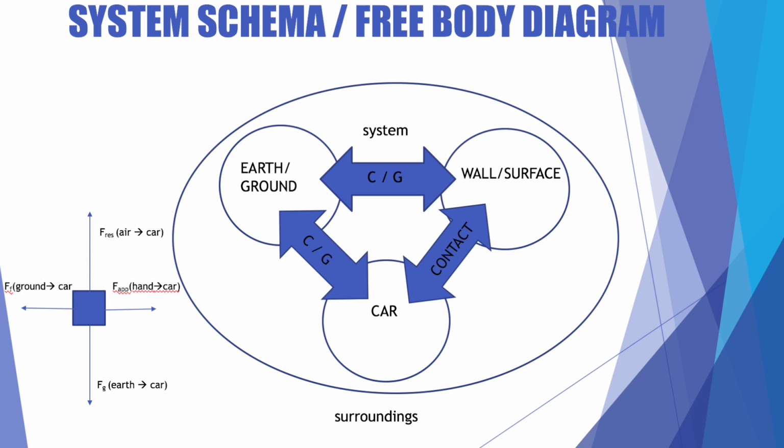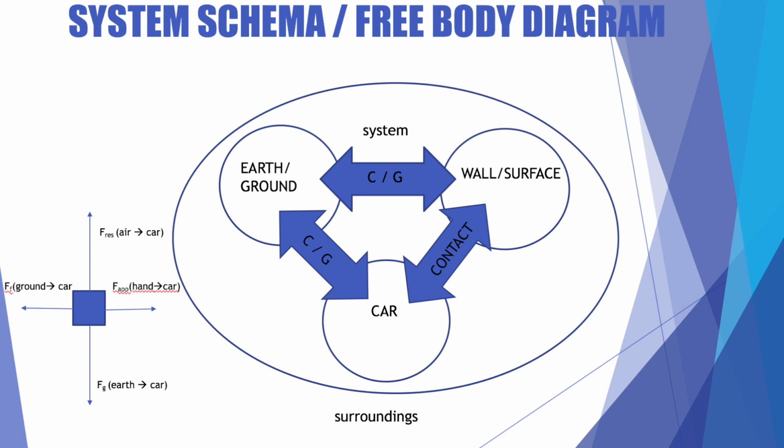On this slide, we're going to talk about our system schema and our free body diagram. So the three objects in our system are the earth, the car, and the wall. The earth and the wall, there's going to be contact and gravitational force. The car and the wall, there's going to be contact force once it hits. And then the car and the earth is going to have contact and gravity force because it is in contact with it, and there is gravity keeping it on the ground.